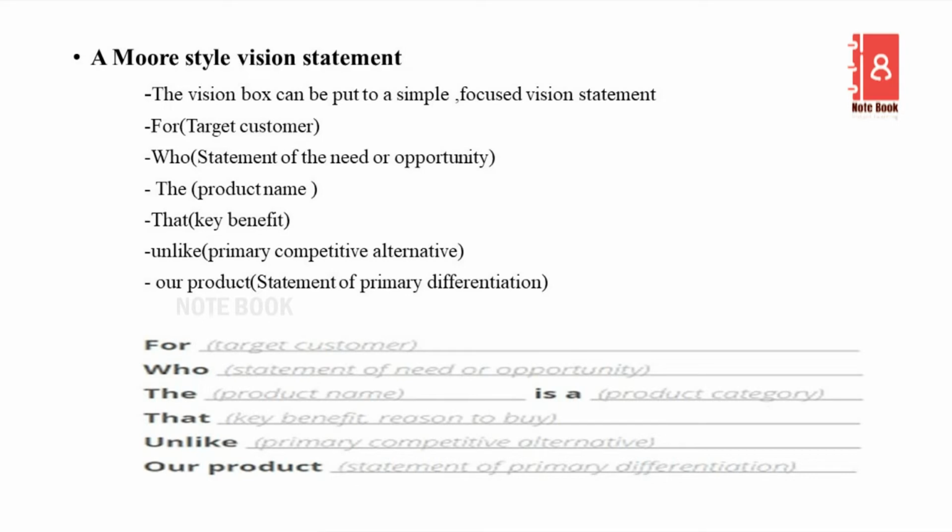D is for the target customer, B is for the statement of the need or the opportunity, C for the product name, D is for the product category, E is for the reason to buy, unlike the competitors, and F is the statement of primary differentiation. And after that we will be validating and revising the vision statement and finalize the vision statement.